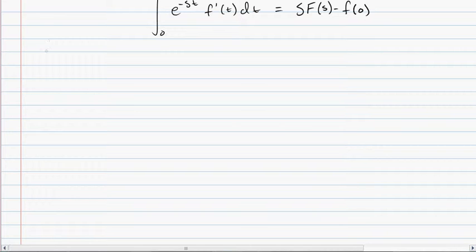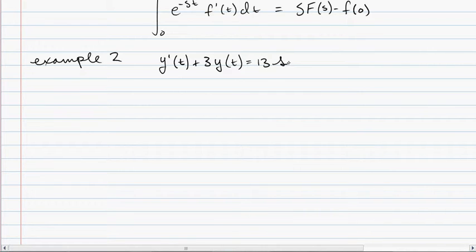Okay, so let's use that property to solve a differential equation. We're going to start with the equation y prime of t plus 3y of t is equal to 13 sine of 2t. And we're also given the fact that y of 0 is equal to 6.